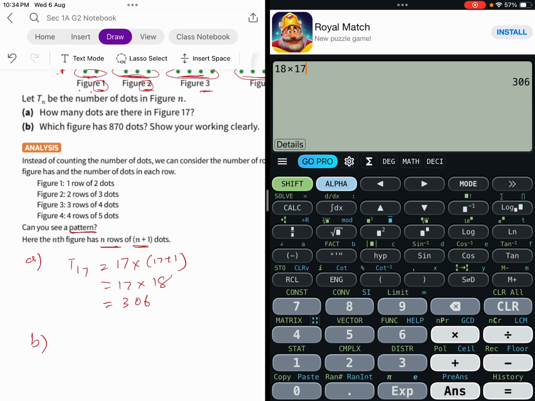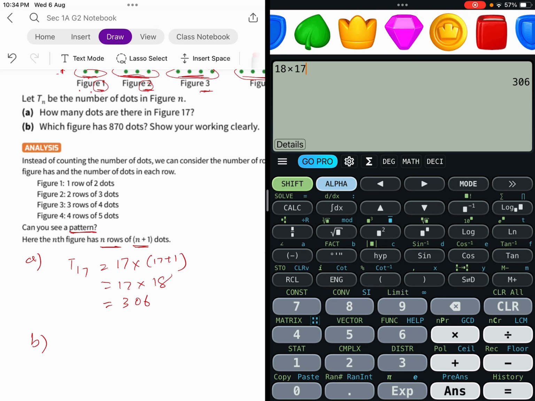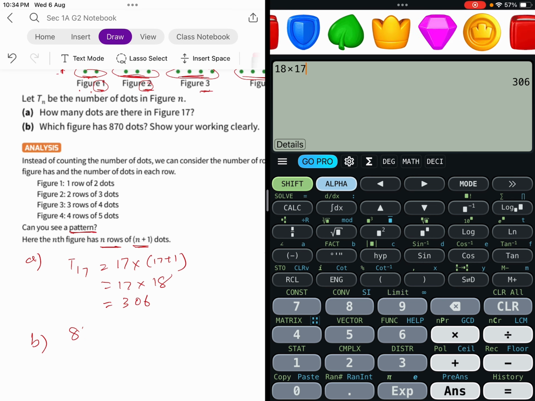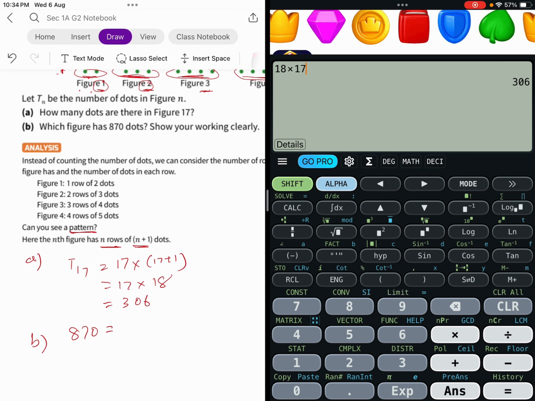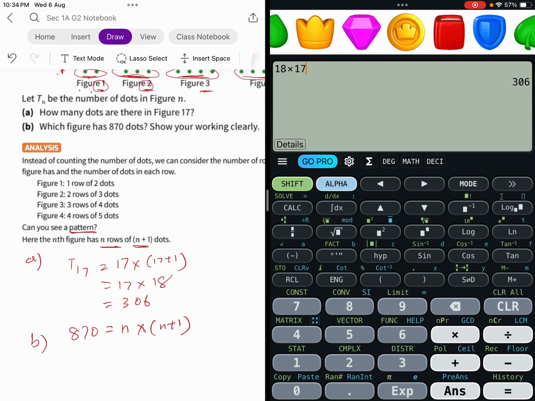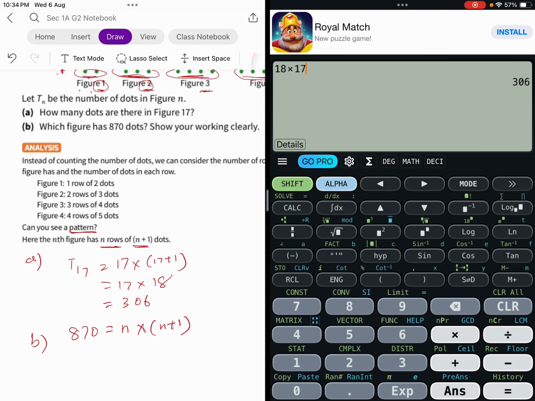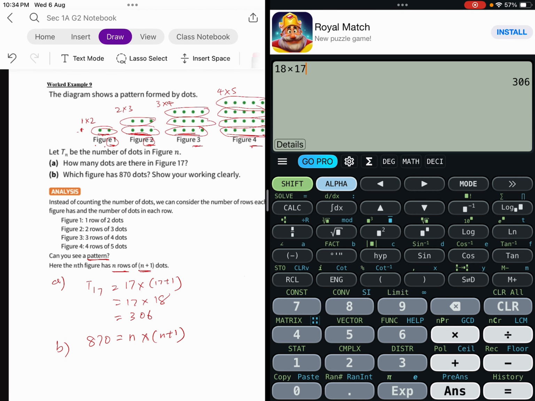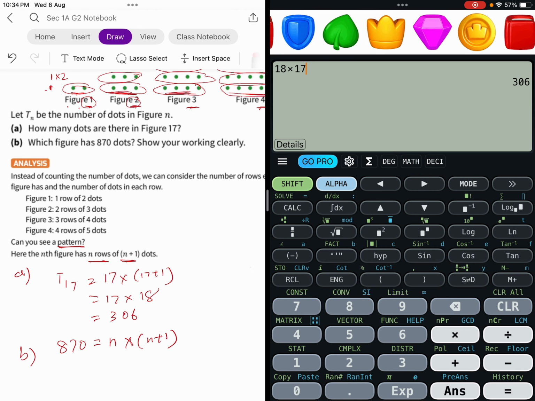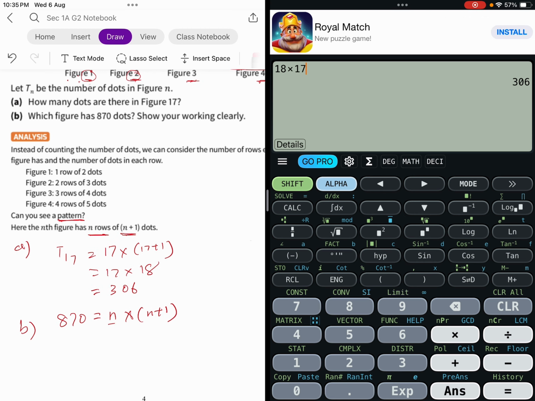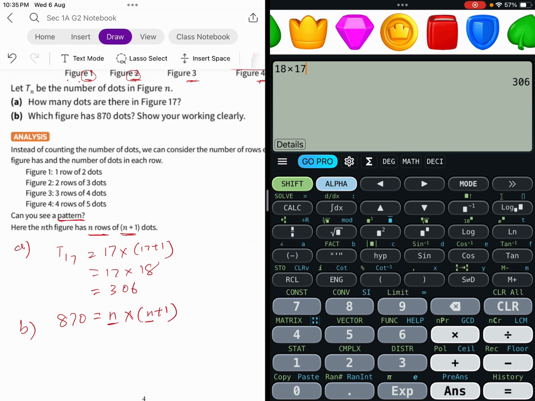Then for part B, which figure has 870 dots? Show your working clearly. So again, we need to find n. So this is 870 equals n times n plus 1. So from here, this question is really just exposure. You don't really need to be concerned about this kind of question because they won't come up for N level. Now this part, they leave us no choice but to use guess and check.